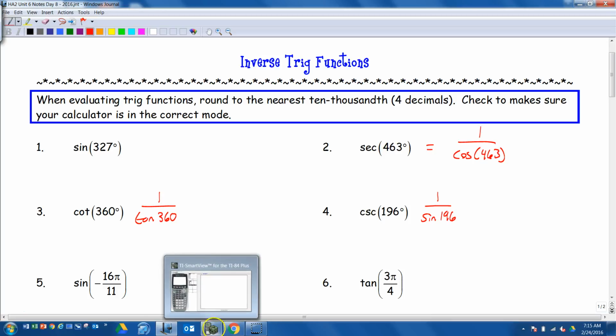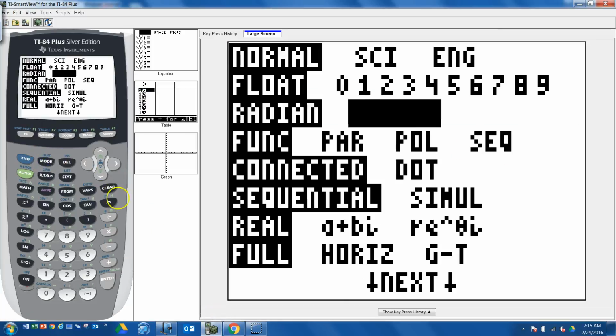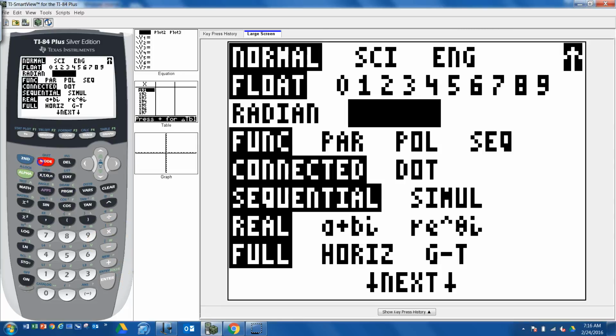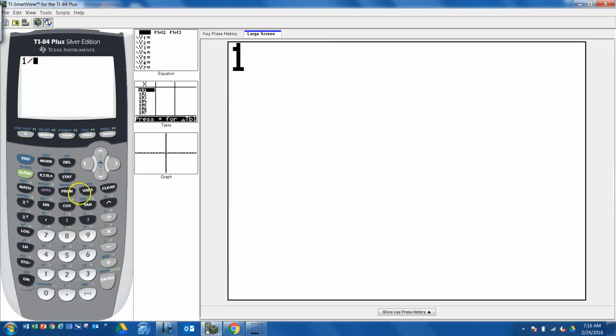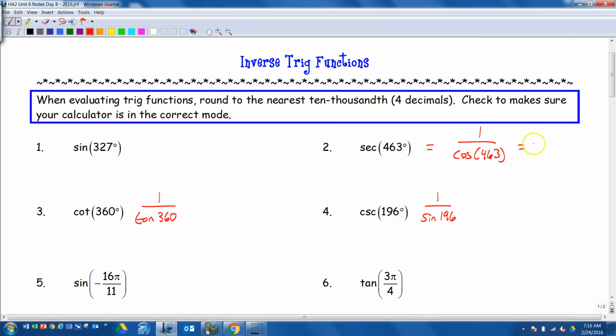So for example, number 2, make sure your mode is in degree, which mine was not. And then you do 1 divided by cosine of 463. And you get negative 0.4454. So that's the ratio of secant of 463, negative 0.4454. You can do that for the other 3.